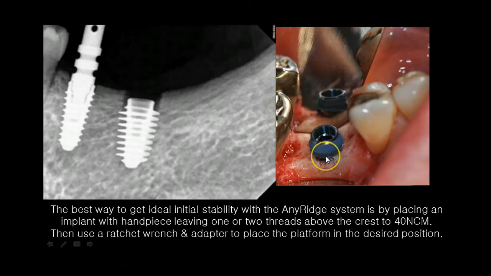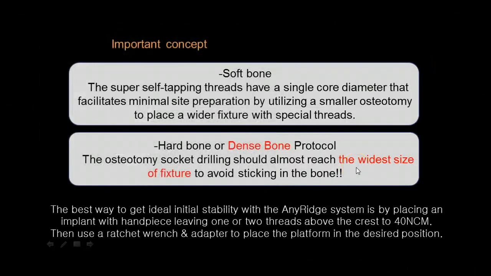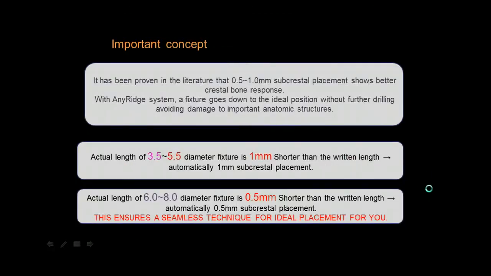But if you have this implant sticking halfway up out of the bone, like up here for instance, you don't want to continue placing that implant. You want to back that implant out and drill your osteotomy out, or go to a smaller diameter implant, because you're not going to force this implant into place if you have a lot of cortical bone in the area. And again, you'll see what I'm talking about in just a second. So that is the soft bone and dense bone protocol relative to the Anyridge system and how to place it to depth.